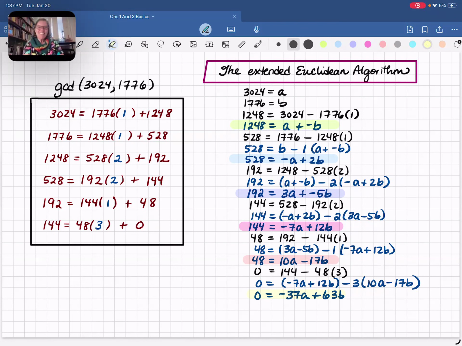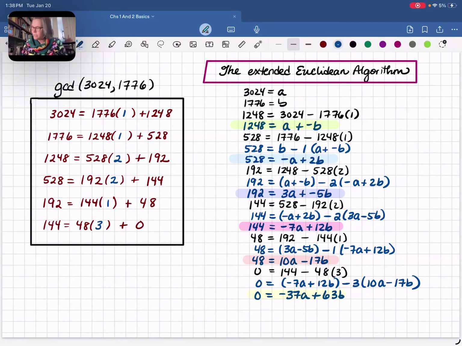All right, so this is the extended Euclidean algorithm. And the point of the extended Euclidean algorithm, what you see by following it, is that every single one of the remainders can be written in the form of a linear combination of a and b, okay?